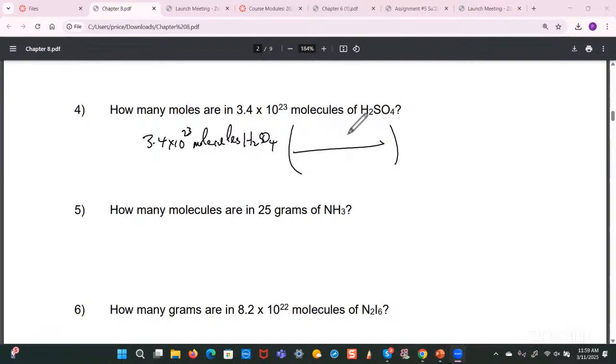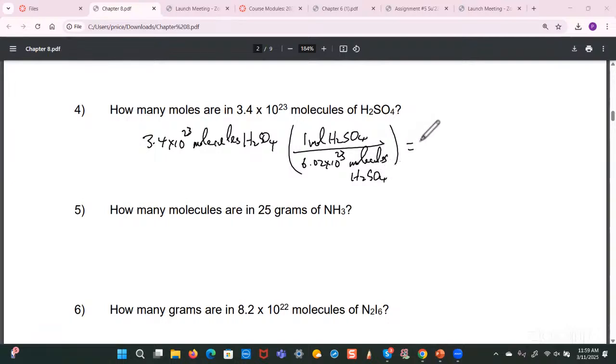What would go up top here as a numerator? It would be 1 mole of H2SO4, right? Yep. And it would be Avogadro's number. Exactly, 6.02 times 10 to the 23 molecules of H2SO4, all right? And let's see what that gives.